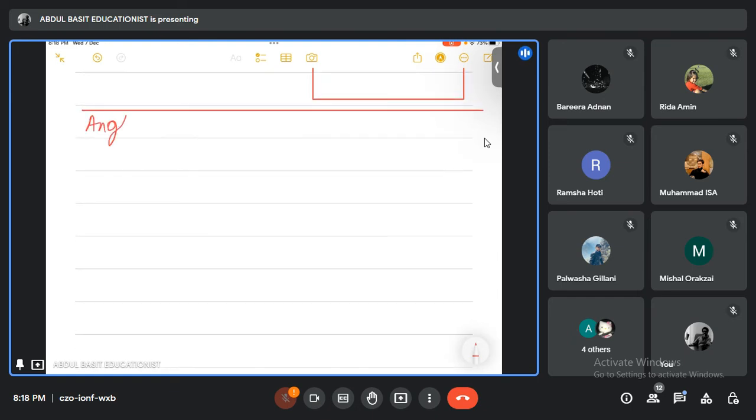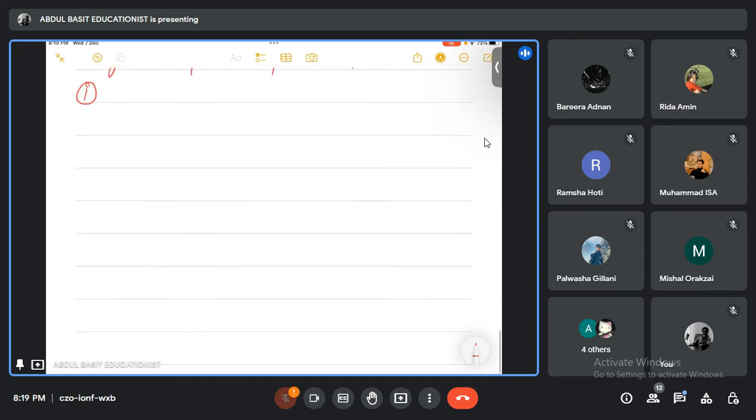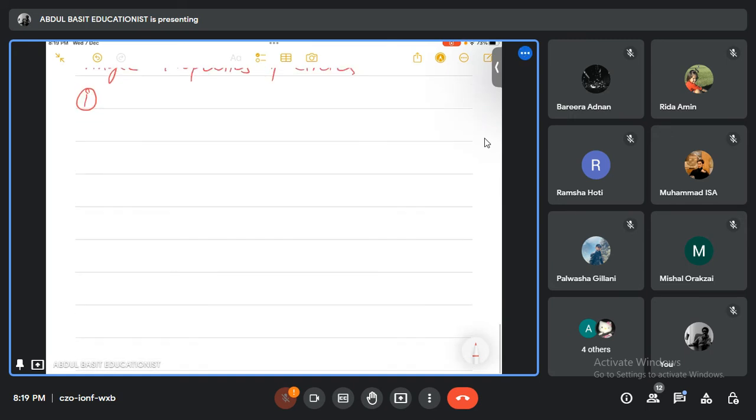So these are known as the angle properties. Those four were symmetrical properties. So, angle properties of circles. There are 4 to 5 properties. So the first one is, it's a circle.